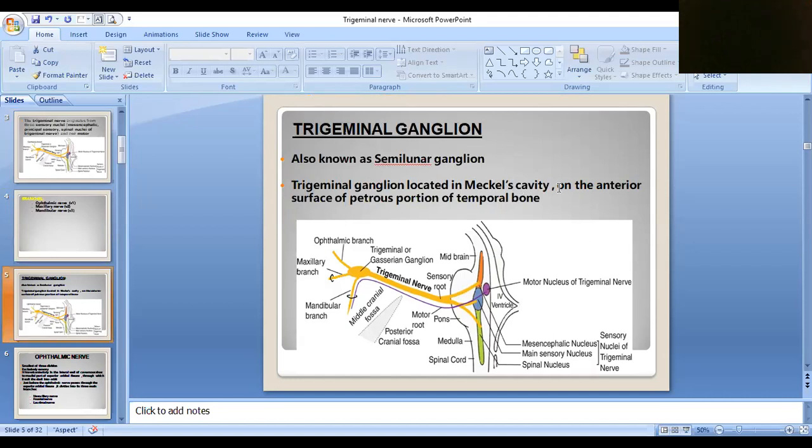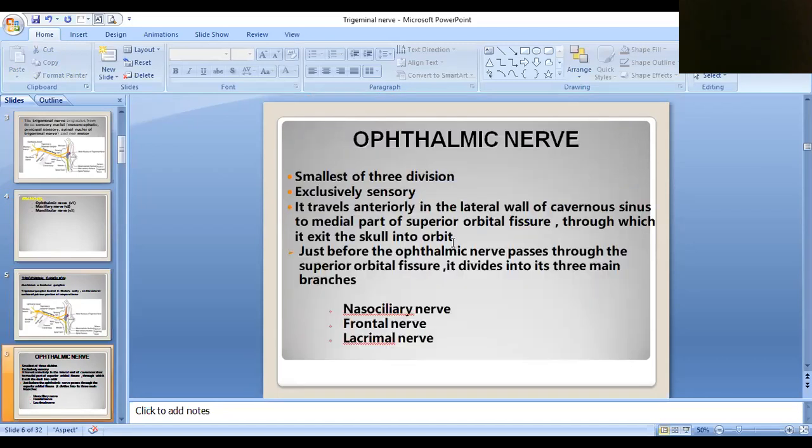What is that Meckel's cave? It's a depression seen in the dura mater. So this semilunar shaped trigeminal ganglion is located in Meckel's cave. That's all about the ganglion.